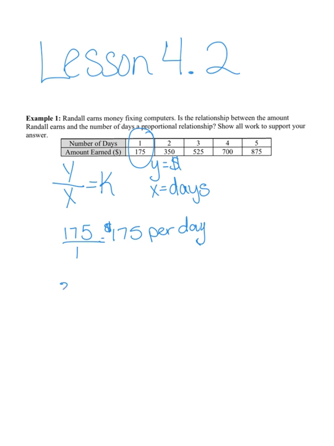So 350 is my y value, and 2 is my x value. 350 divided by 2 is equal to 175. So again, I have a constant rate here so far in my first two columns.